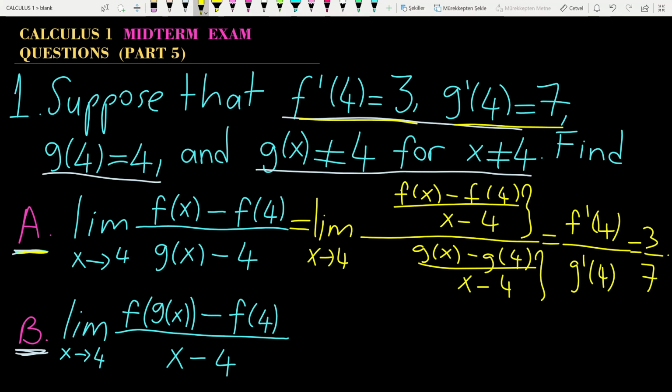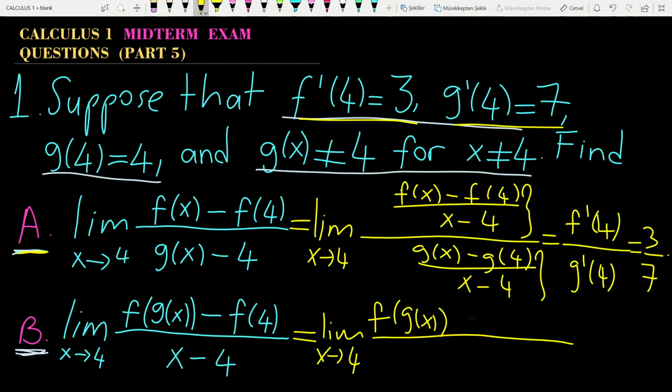Now let's look at the second one. I will exactly use the same idea, but the question is slightly different from the first one, from A. X tends to 4 here. So we have f of g of x. This is composition of f and g. Minus, instead of 4, see we have 4 inside of the parentheses. If you look at the question, you see that g of 4 is 4, right? So you can write g of 4 instead of 4. This is why we have g of 4 here. So it becomes f of g of 4 divided by x minus 4.